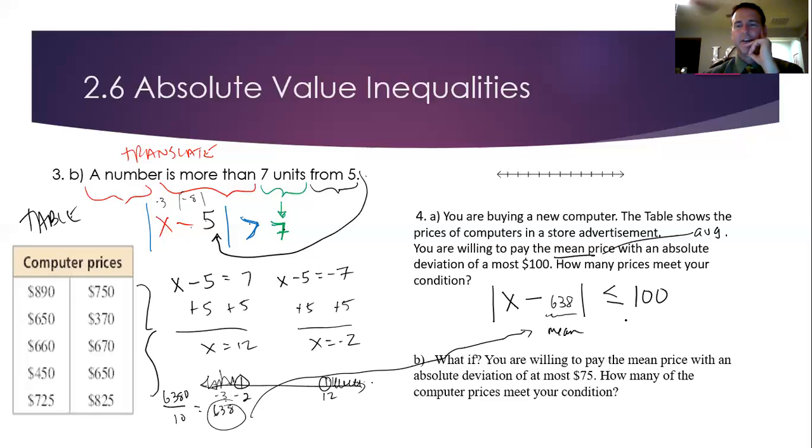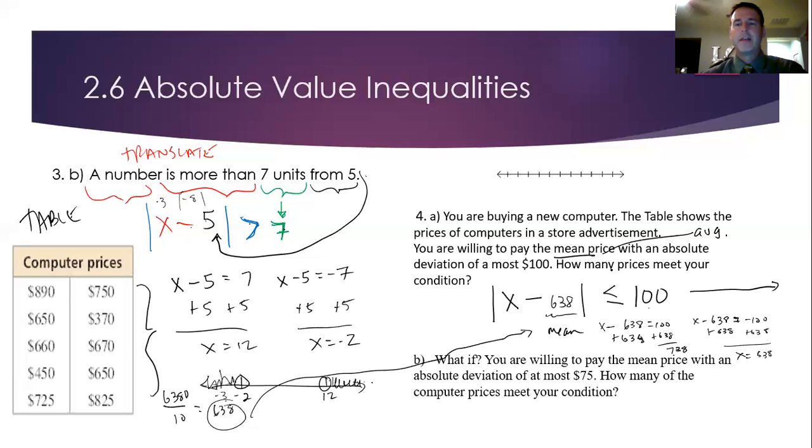The rest is this. You have to say x minus 638 is equal to 100, and x minus 638 is equal to the opposite of that, -100. So set it equal to both the positive and the negative version of that. I will add 638 to both sides, which gives me 738. And if I add 638 here, I get 538.